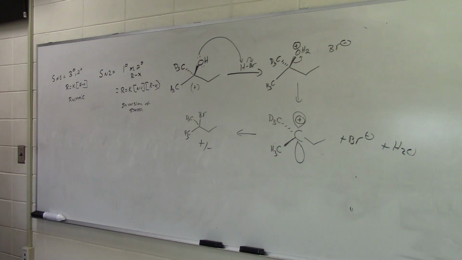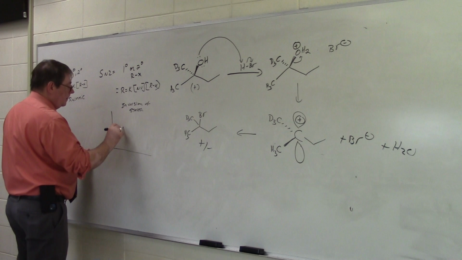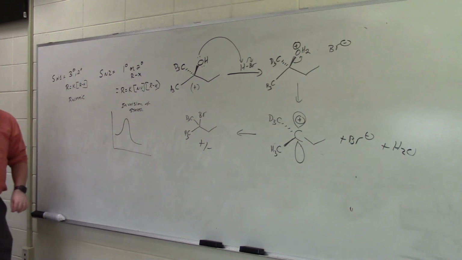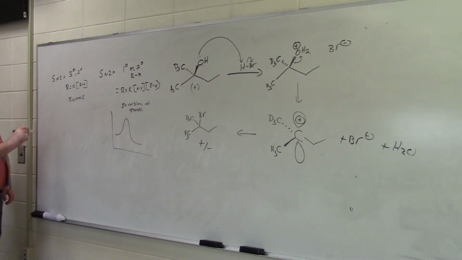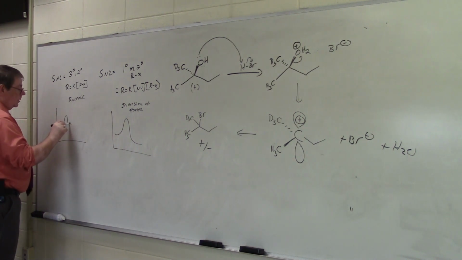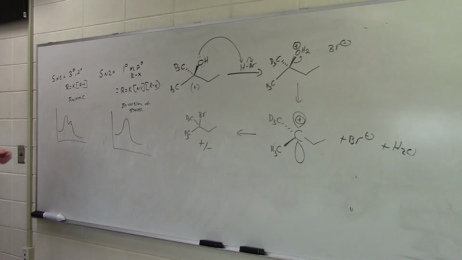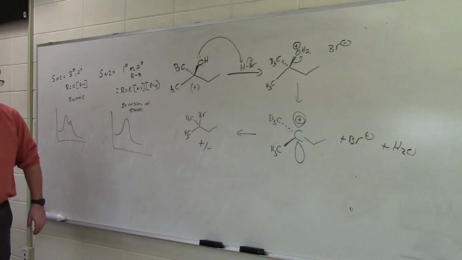There are differences between SN1 and SN2. The SN2 reaction energy diagram looks like that. No intermediates, just a transition state. The SN1 reaction looks something like this. 2 transition states, 1 intermediate. That intermediate happens to be the carbocation. Right? So this is what the energy diagram looks like for SN2. This is what the energy diagram looks like for SN1. Good question.